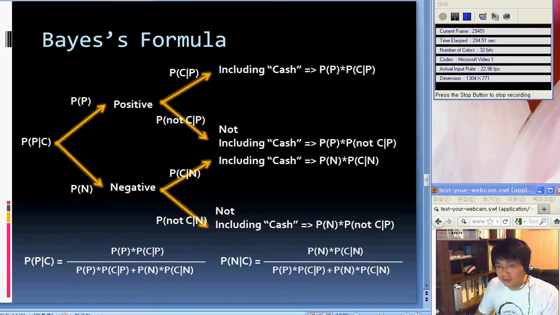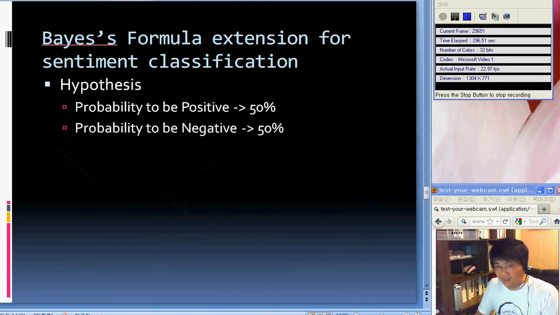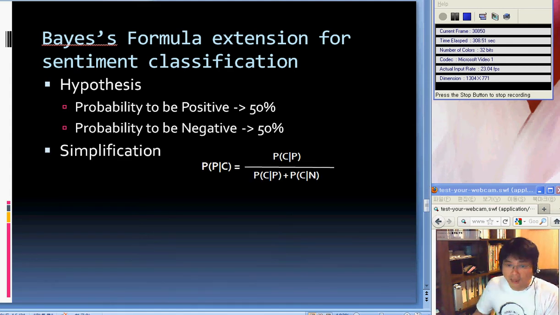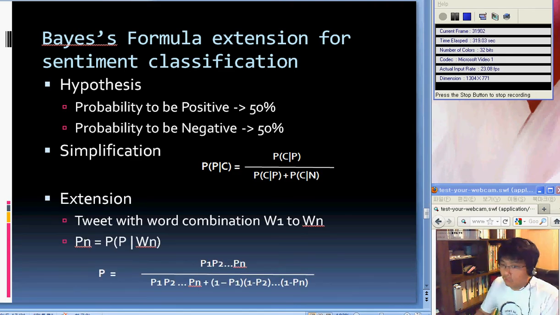Based on the theorem above, the classifier would use the hypothesis that both positive and negative cases have equal probability of 50%, and they are said to be not biased, then we can simplify the general formula like this. And if we say one tweet is a combination of word 1 to word n, the overall probability of a tweet becoming positive while containing the words from word 1 to word n.